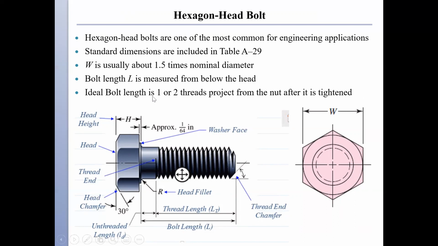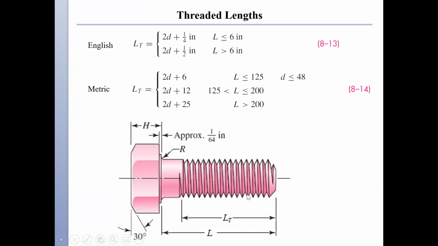And again, an ideal bolt length is 1 or 2 threads projecting from the nut after it is tightened. So this is the head, this is the thread end, this is the thread end chamfer, and we have the bolt length L that is made out of the threaded length L sub T, as well as the unthreaded length lowercase l sub d. So this is L sub T, and this is L sub D. And we're going to use all of these. It can get a little bit confusing, so please pay attention to the notations that we are using here.